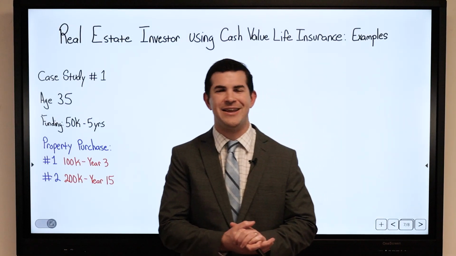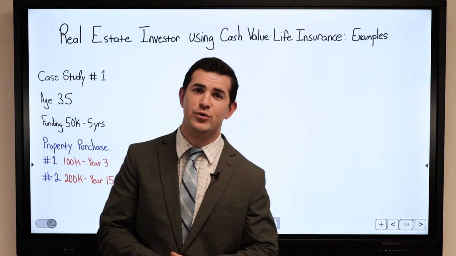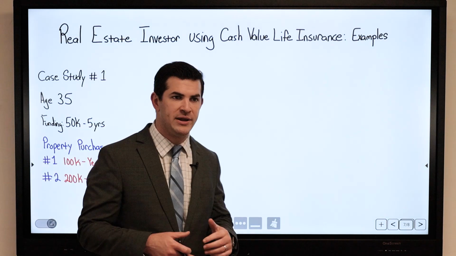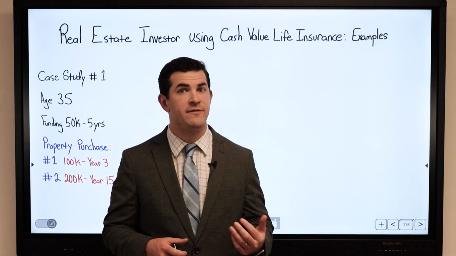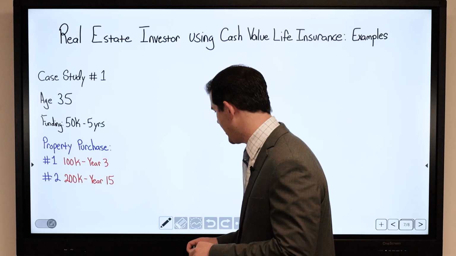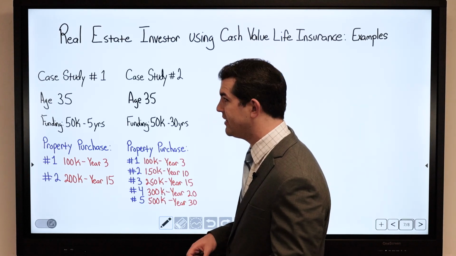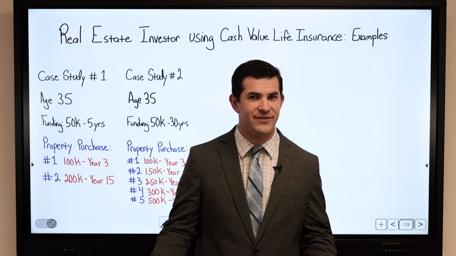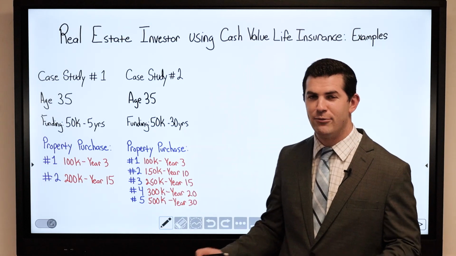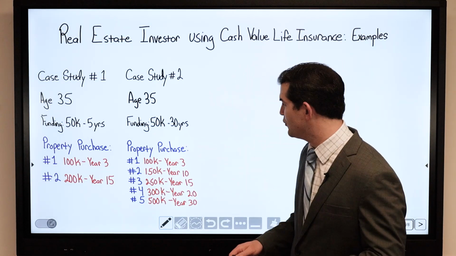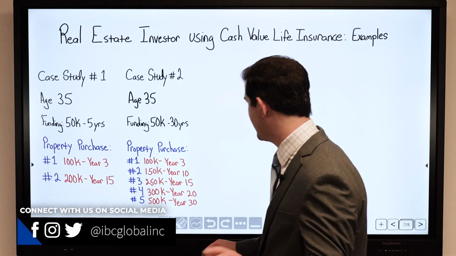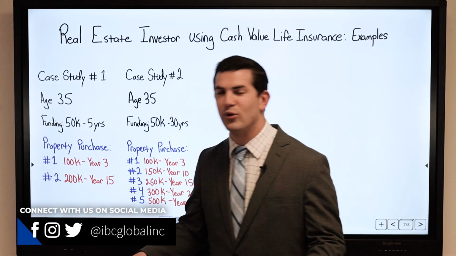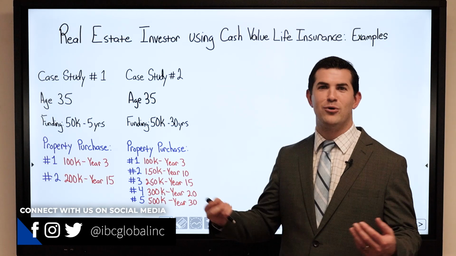Okay, real estate investor case study number 2. This case study will be very similar to the first case study in the sense that we have a 35-year-old male funding the same $50,000 per year, for not 5 years, but 30 years this time. You may remember the comparison in the first video. We're going to pull that up here again in a second. But because we're paying more into the policy, we're going to buy more property too.